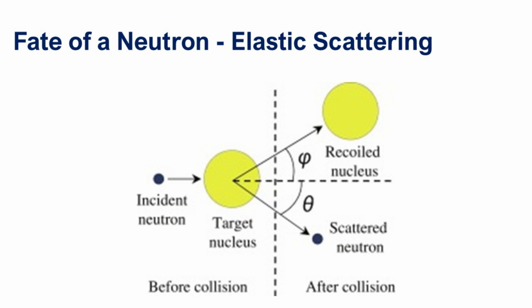So what happens to a neutron if it doesn't get absorbed by matter? Well, one of the things that can happen is elastic scattering, and these are very much like billiard ball collisions. So the neutron comes in, hits the target nucleus, and is then recoiled. And these interactions conserve energy.